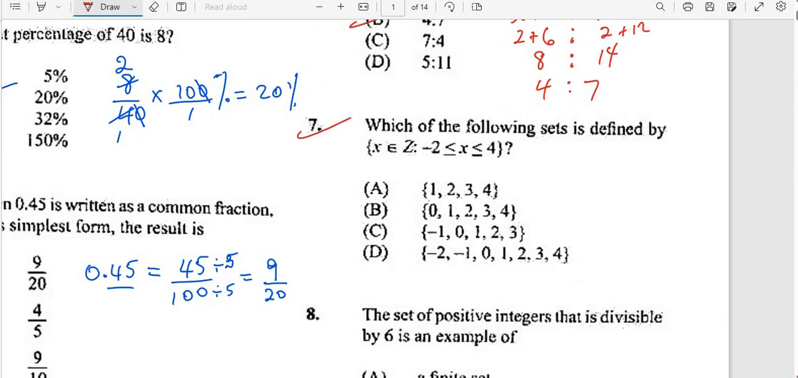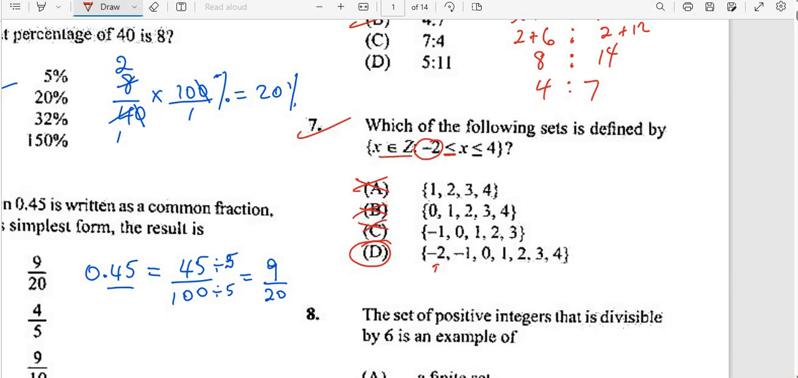Number 7, which of the following sets is defined by this set builder notation here? x is a member of the integers, so looking at all integers, negative and positive whole numbers, including 0. We're told that x is greater than or equal to -2. All right, so we know that we'll include -2 because of the dash underneath the inequality symbol. Dash underneath means equal, so we include -2. And the only option with -2 is obviously D, so that has to be the answer. We can just eliminate these right away.